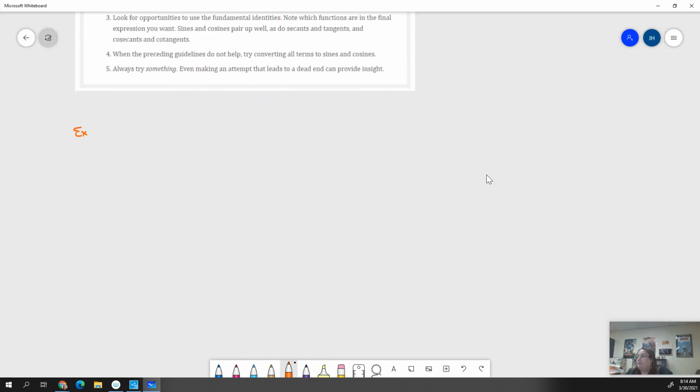So our first example is going to ask us to verify secant squared theta minus 1 over secant squared theta is equal to sine squared theta, right?